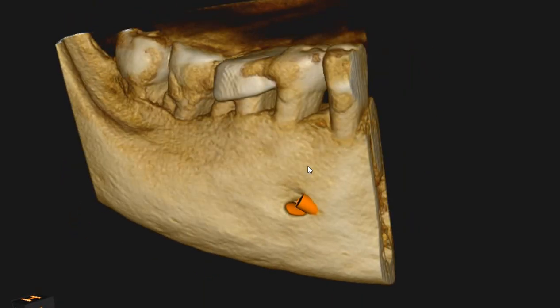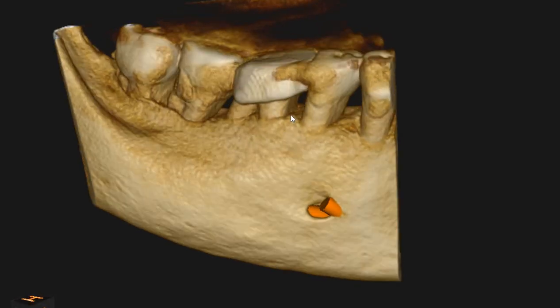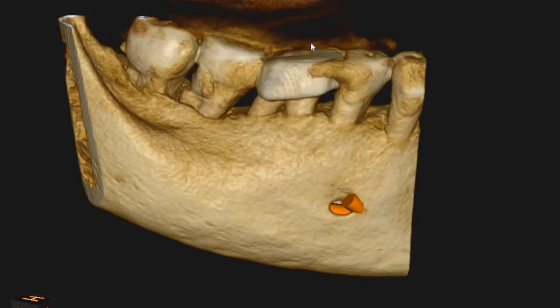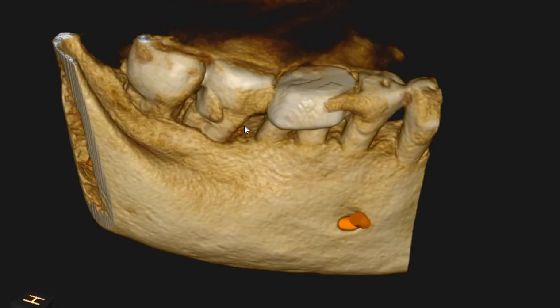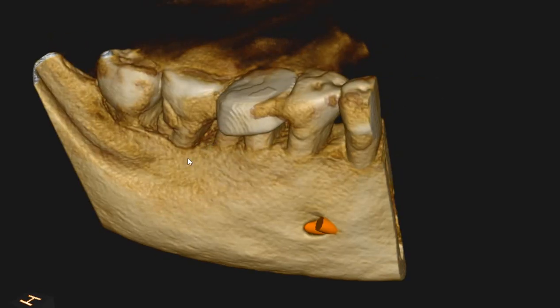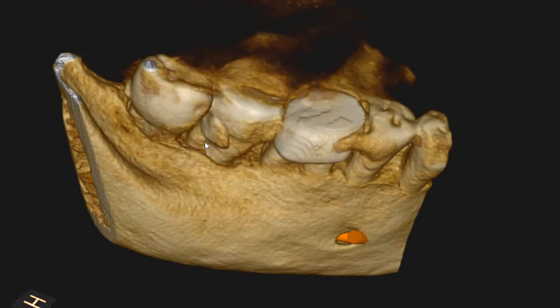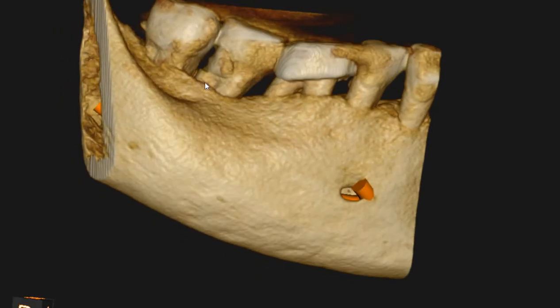This is the CBCT high resolution endodontic mode of the lower right quadrant. The area of interest is the lower right second molar. There definitely seems to be a periodontal component to the tooth. We can see that there is an angular bone defect on the mesial as well as an angular bone defect on the distal. We do see extreme bone loss.